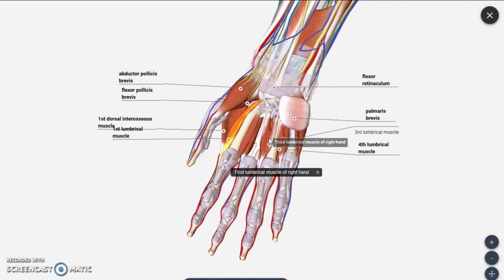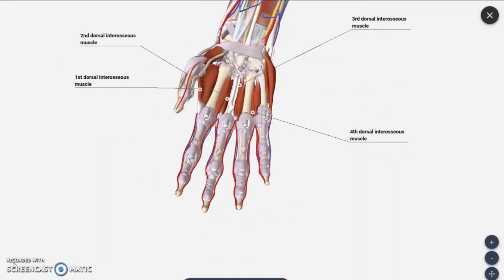Now we will move on to the deeper layer muscles, such as palmar interossei and dorsal interossei. Here we have now finished around 12 muscles, that is 4 thenar muscles, 4 hypothenar muscles, and 4 lumbrical muscles. So now we are going to see the deeper layer in the palmar surface. So we are going to deal with the palmar and dorsal interosseous muscles.